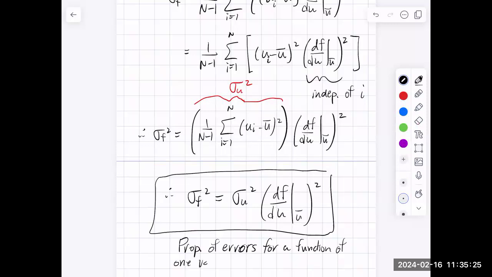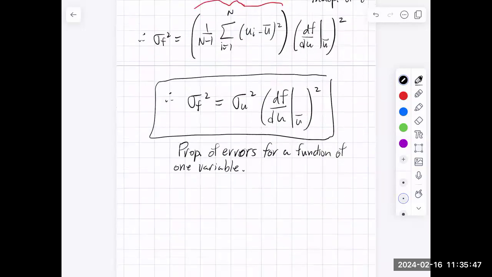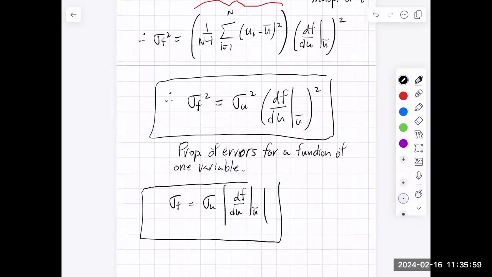Yeah, you could. Then the only thing you'd have to be careful of is that when you take the square root, you can get positive and negative roots. And so uncertainty estimates are always positive, so you would just put absolute value signs around your derivative. Yeah, that's exactly true. We could write this as sigma f is equal to sigma u, absolute value of df du at u bar. And so that is also correct.